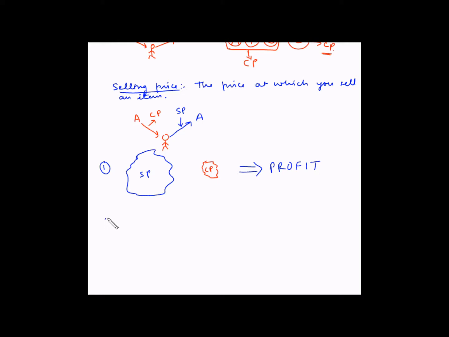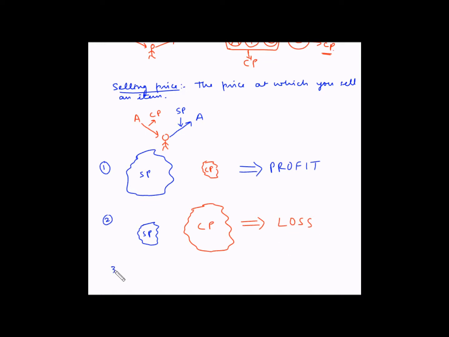Now the second case is that your selling price is this size, while your cost price is this size. Or in other terms, your selling price is lesser than your cost price, or you bought it for more and sold for less. So in this case, you have incurred a loss.